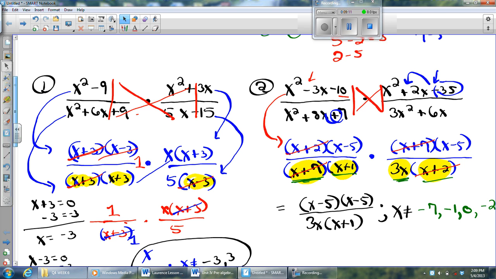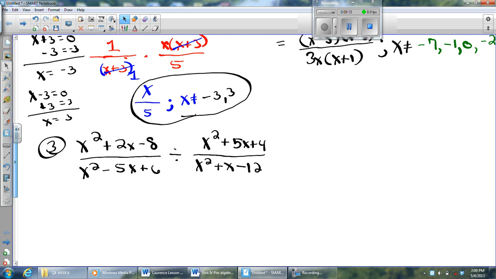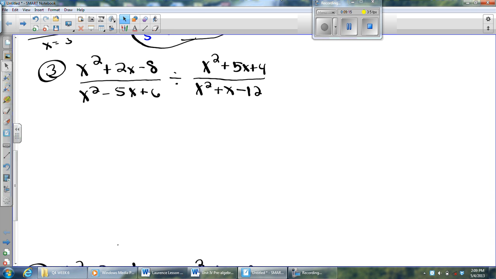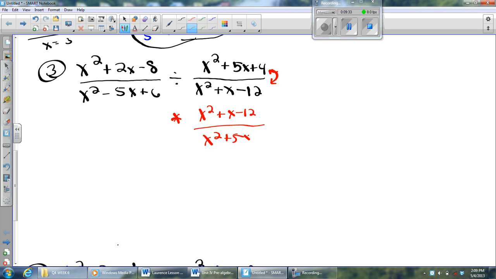Okay, let's do 2 quick division ones, so this video doesn't go too long. I'm going to do the same thing, only remember that with dividing by a fraction, I have to multiply by the reciprocal. So I'm going to change this to a multiplication problem, and this guy is going to flip. So he's going to be x squared plus x minus 12 over x squared plus 5x plus 4. So I really have this problem here.